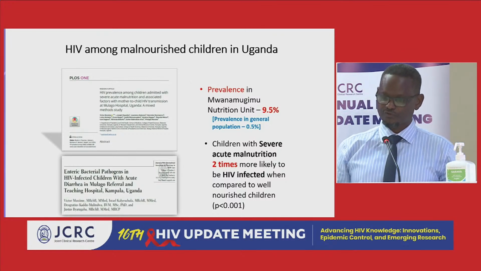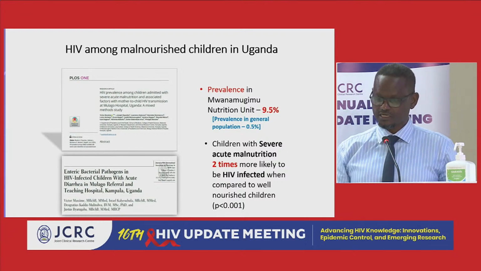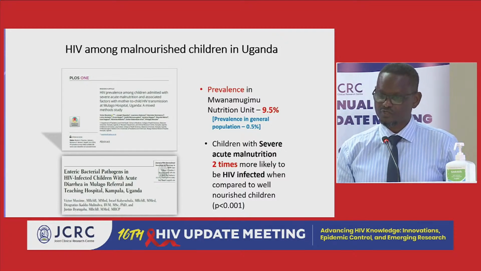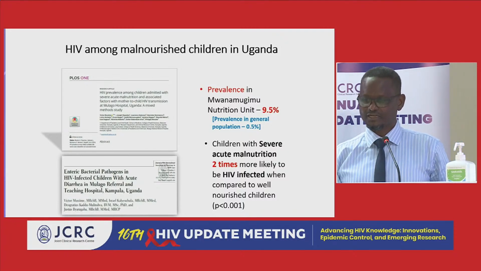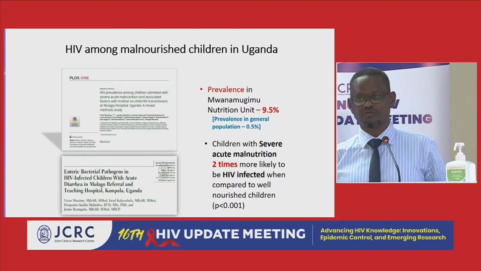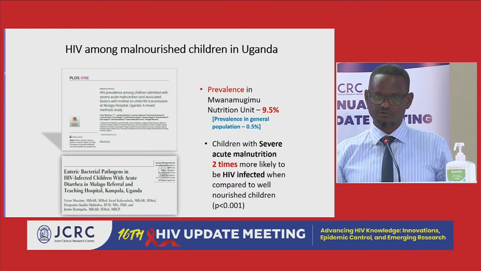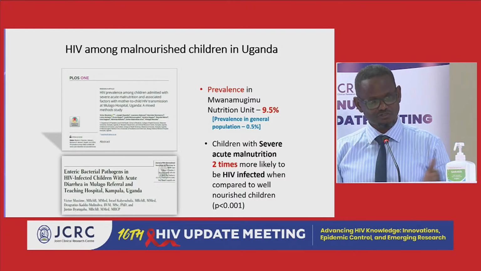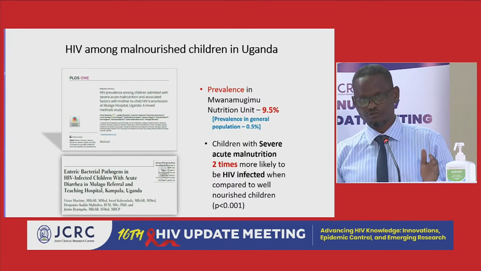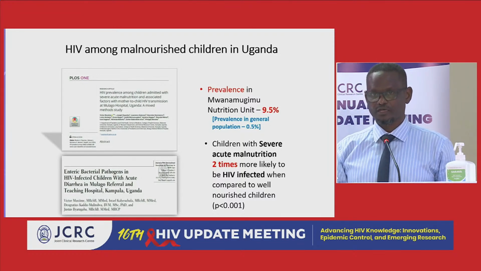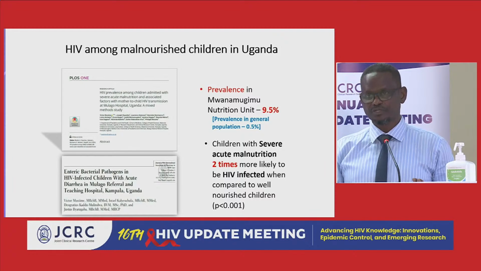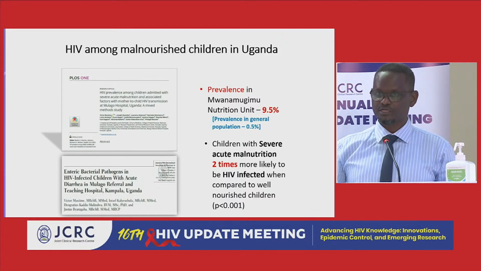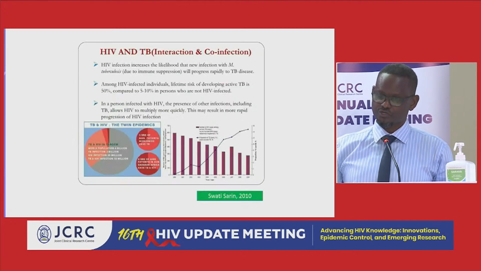And in an earlier study which we had done, children with severe acute malnutrition were 2 times more likely to be HIV infected when compared to those that did not have malnutrition. So that means HIV and malnutrition go together. You see malnutrition, think HIV. And if the HIV is not treated, they may go down the line of being malnourished. So this is something to consider whenever you're treating the 2 conditions.